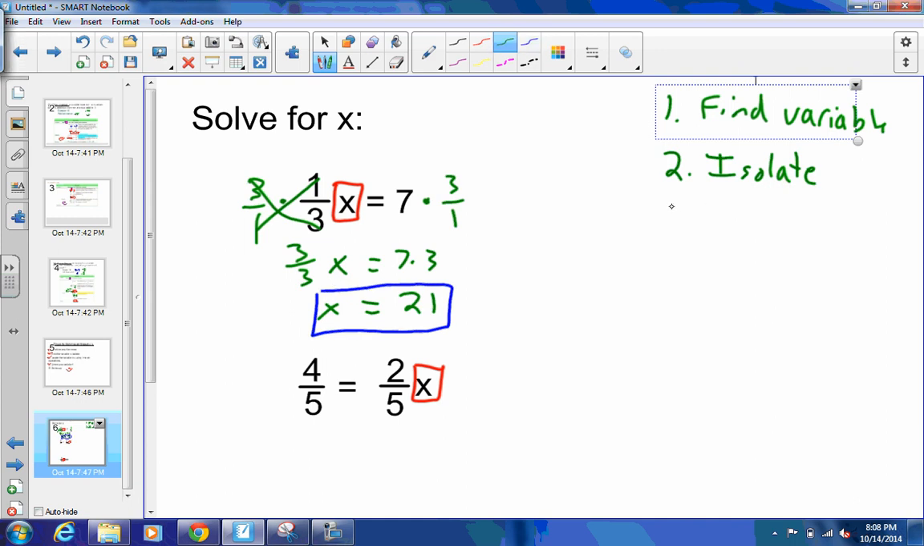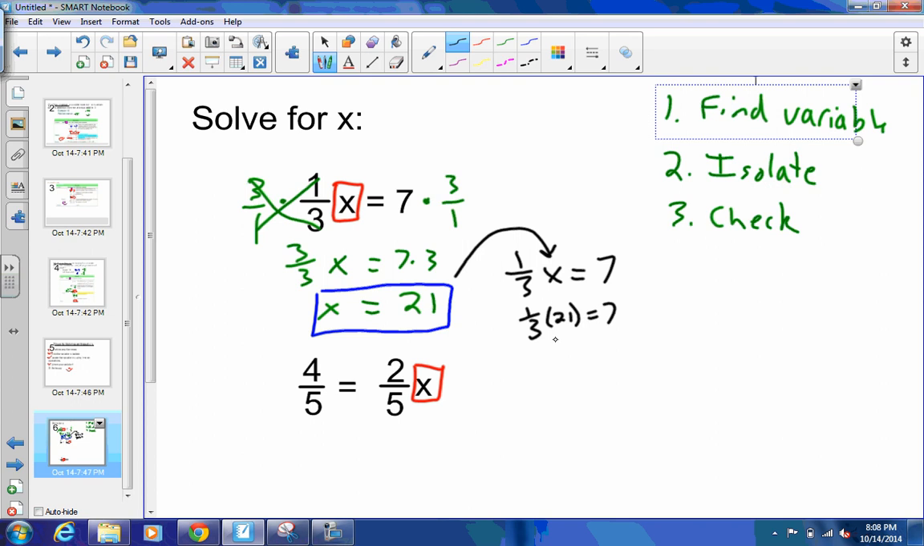Step 3, though, is to always check your answer. Let's bring that back down. We had 1/3 x equals 7. Let's plug in for x right here. We'll do 1/3 times 21 equals 7. 1/3 of 21 is 7, so it's like 21 divided by 3. 7 equals 7. Big smiley face. All right, that's how you go about this.